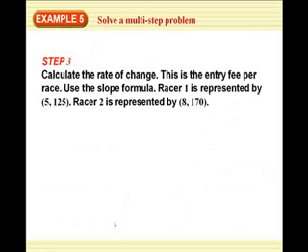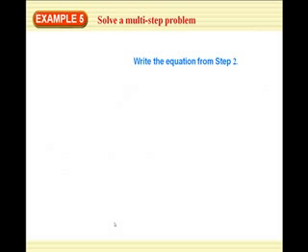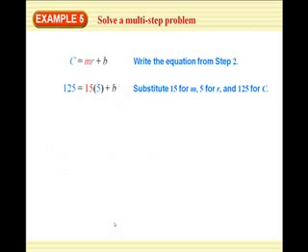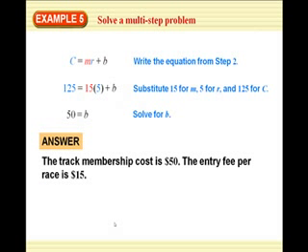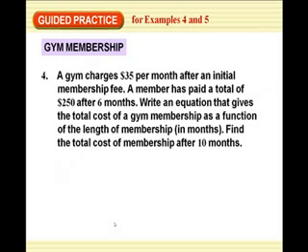And there's our starting point. There's our point. There's our slope, which is how much it costs for a race. Put in what we know. They used the same one I did. Came out to be 50. There it is.